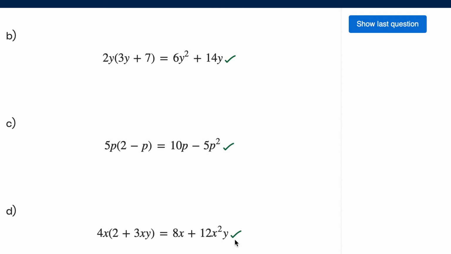You might like to view our video on factorizing single brackets, which is the opposite of expanding and involves putting the numbers back inside the brackets.